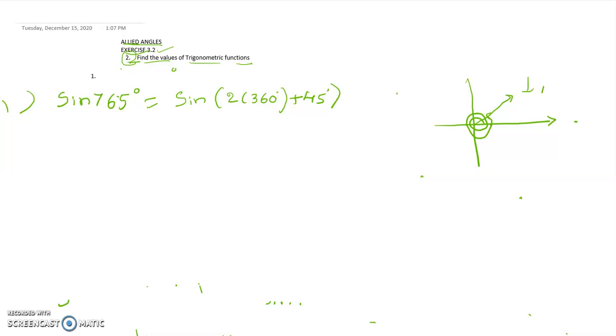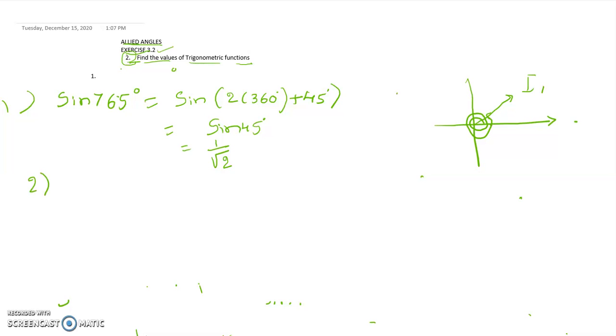Our angle is in the first quadrant. In first quadrant all are positive. After two complete rotations it got back to the first quadrant, means I have to just write sine 45 degree. What is sine 45 degree? It is 1 by root 2. Okay. I hope you have understood.